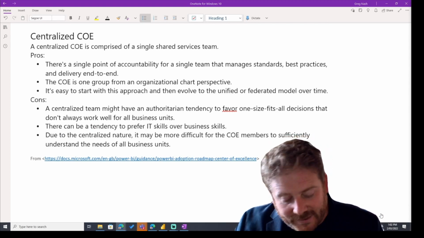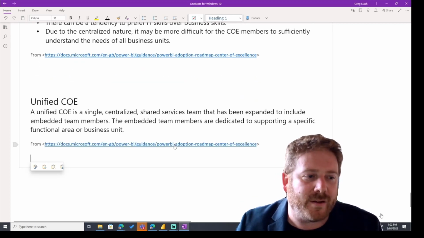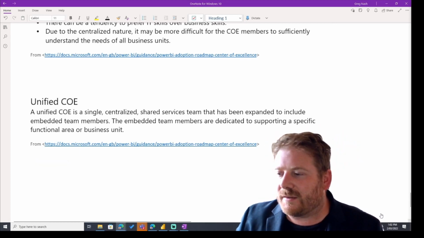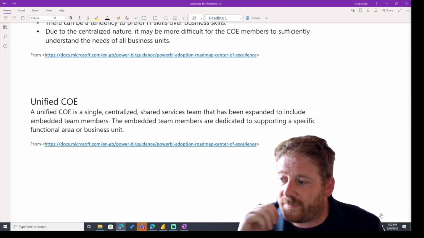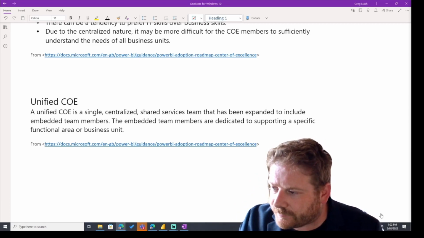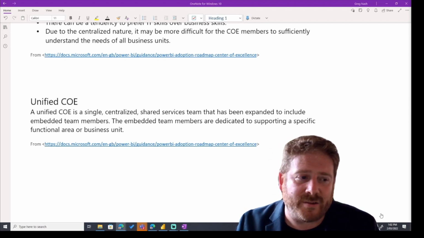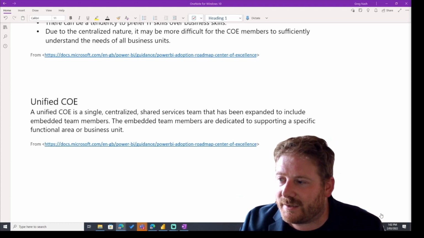Unified is same as centralized, but it's expanded to include other business areas and business units. So again, the pros are like the single point of accountability. There's one group from an organizational chart point of view. They understand the needs of the business more deeply because of those extra members who bring in domain expertise.